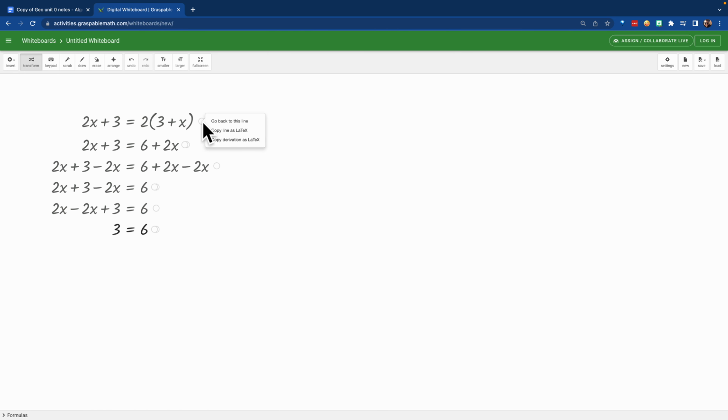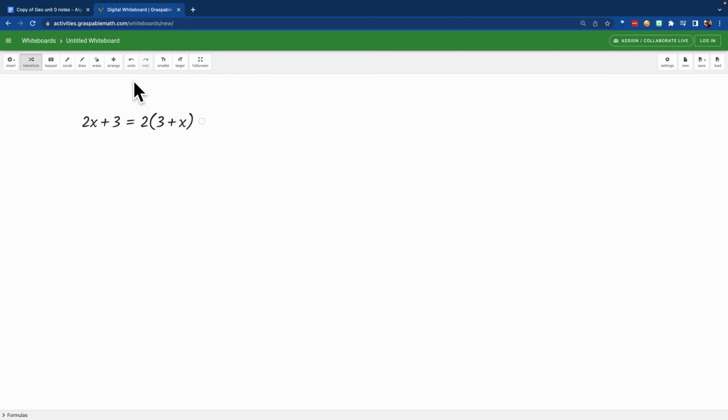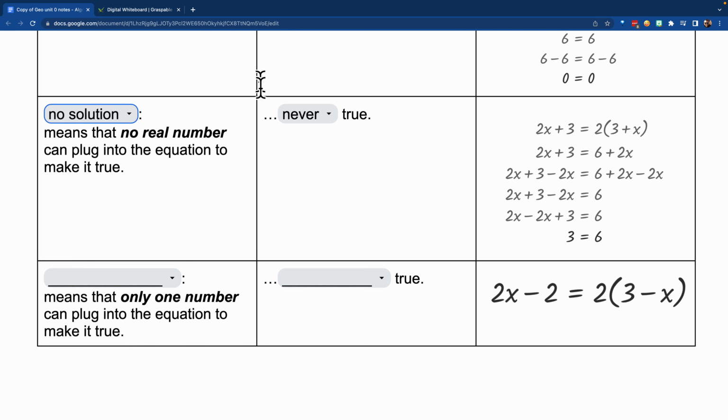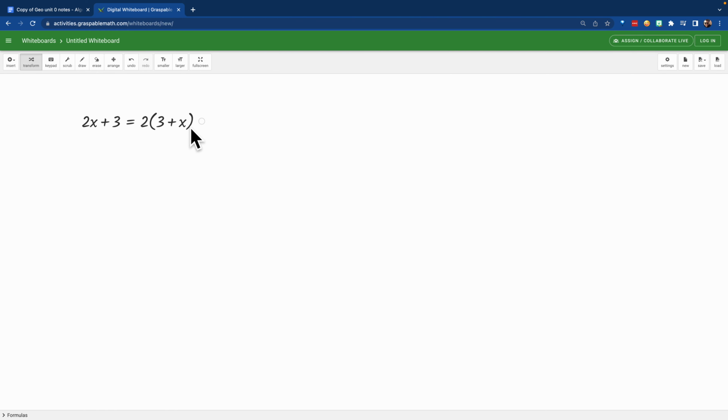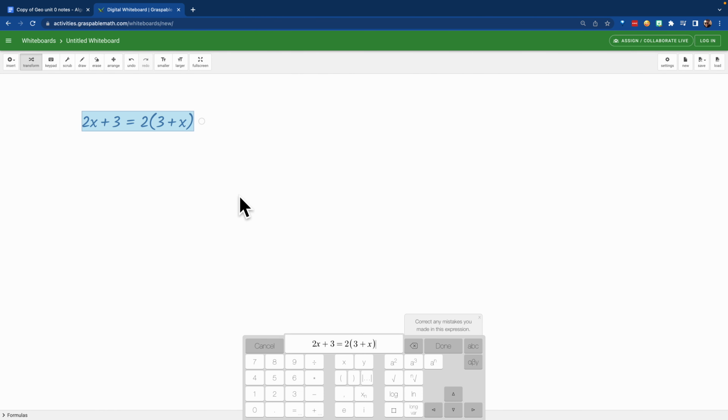So again, I'll go back to the beginning, and it says 2x minus 2 is equal to 3 minus x, I believe. Let me double check. Yeah.